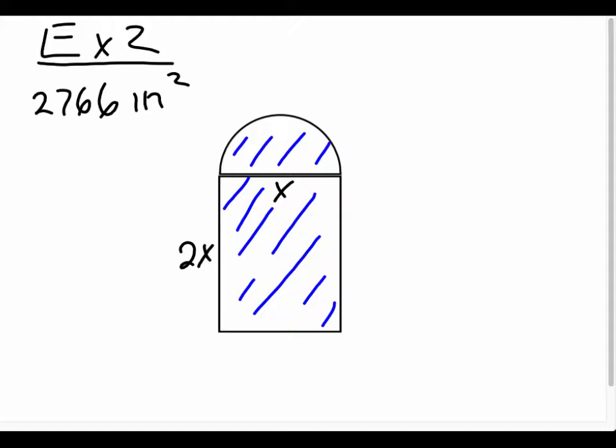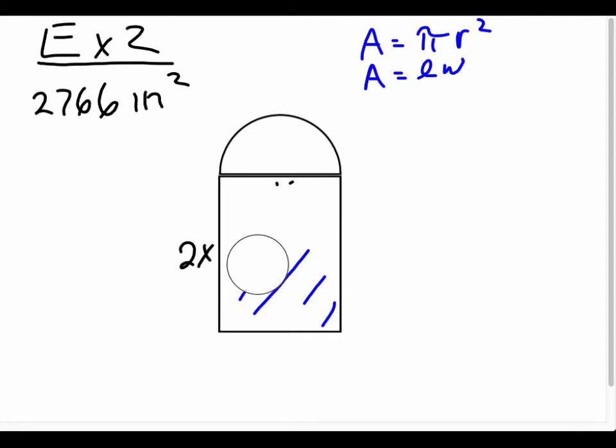What is the area for a circle? Pi r squared, right? So I'm going to say pi r squared. And what is the area for a rectangle? Length times width. So I've got two areas, okay?